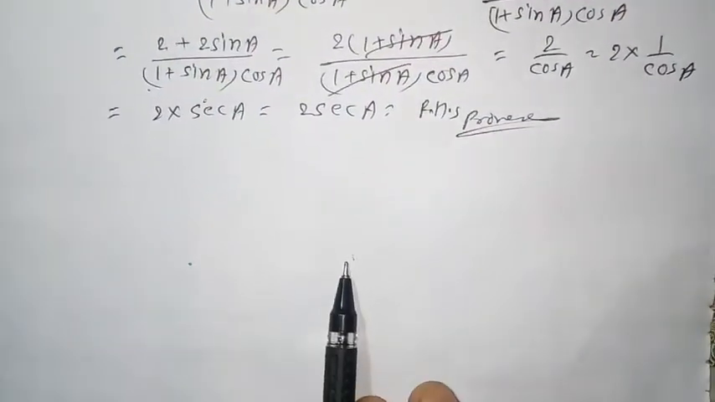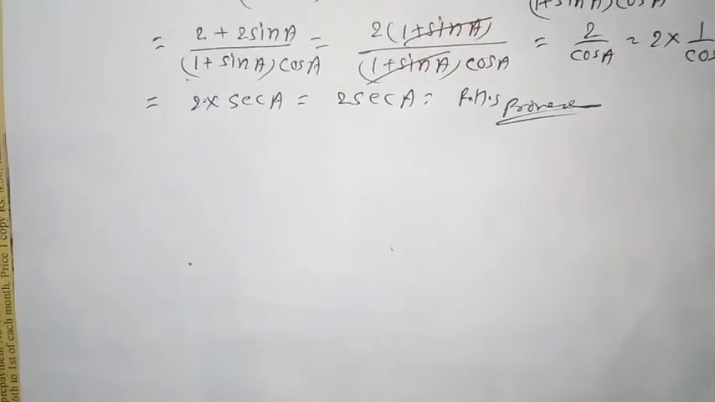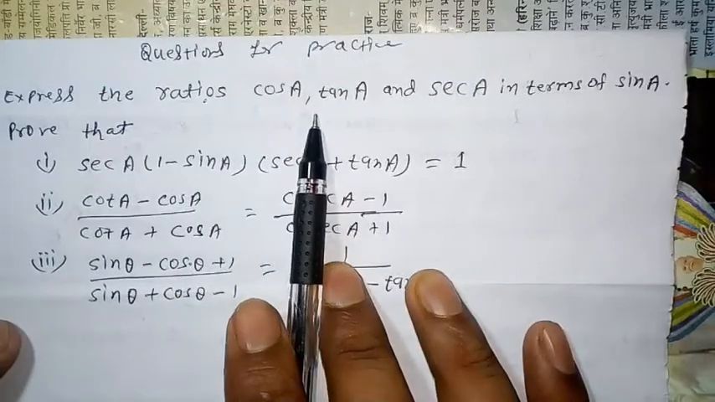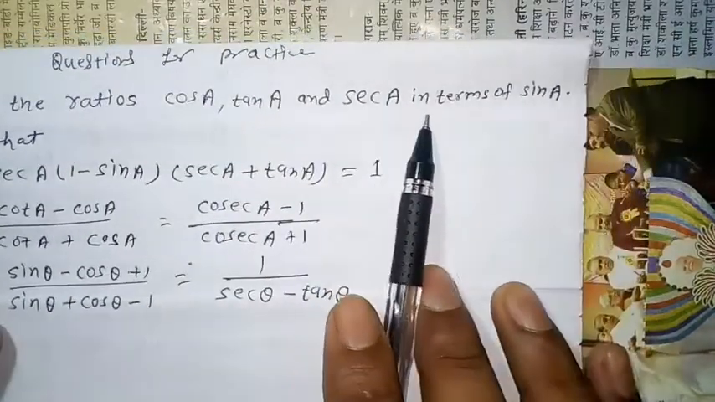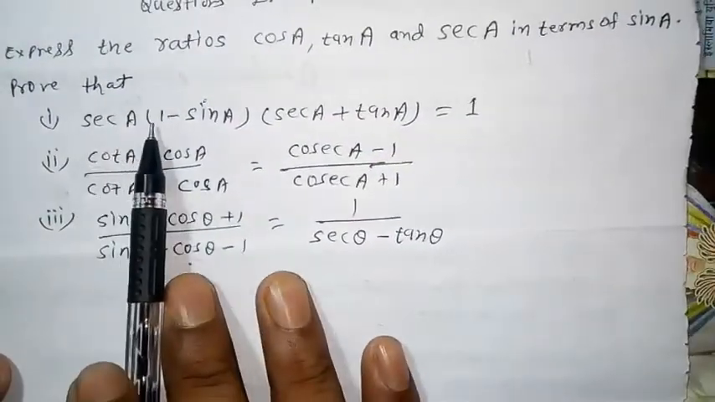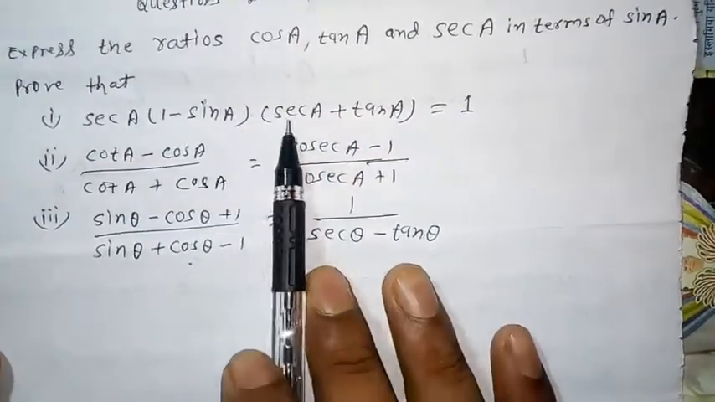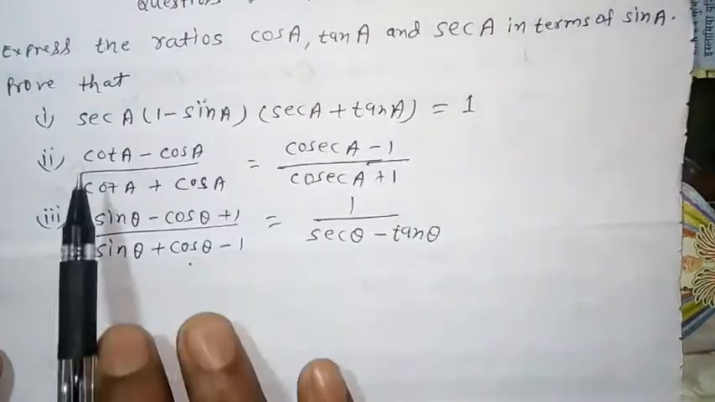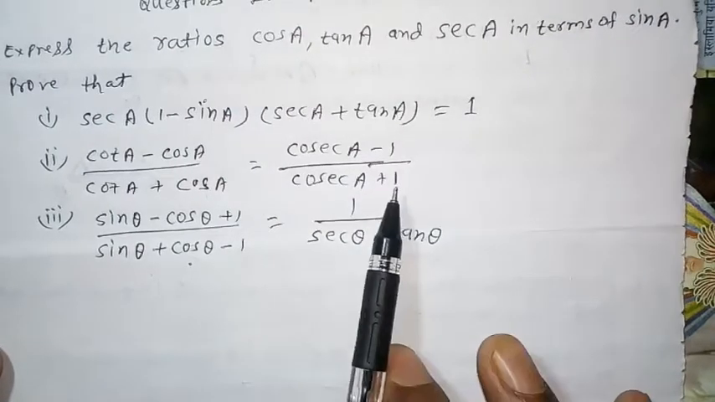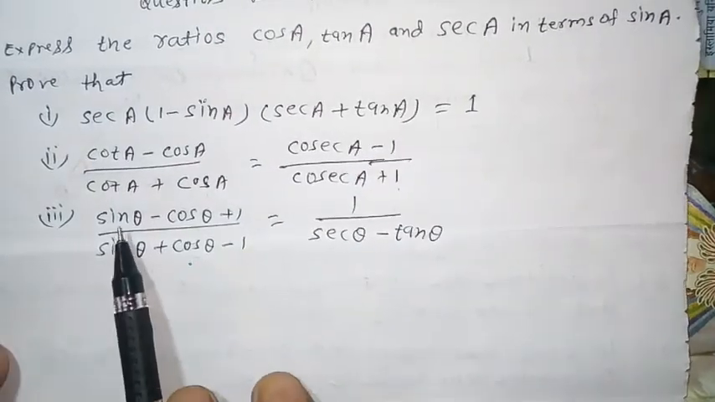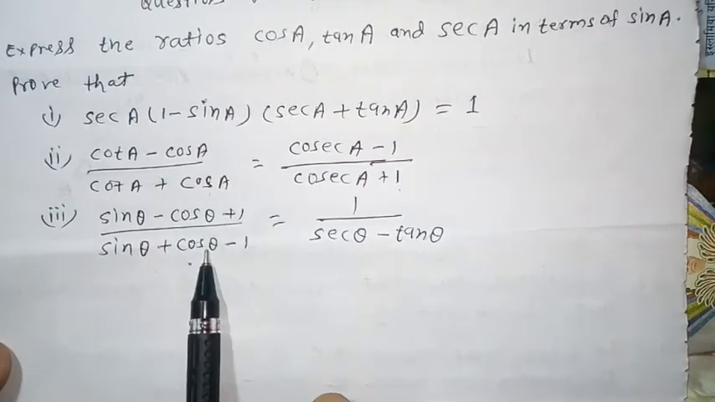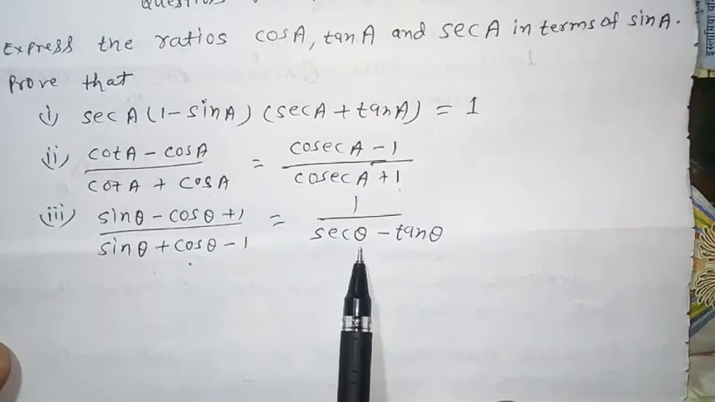Now I am giving you questions for practice. Question number 1: express the ratios cos A, tan A and sec A in terms of sin A. Next, prove that sec A into (1 minus sin A) into (sec A plus tan A) is equal to 1. Second, (cot A minus cos A) by (cot A plus cos A) is equal to (cosec A minus 1) by (cosec A plus 1). Next, (sin theta minus cos theta plus 1) by (sin theta plus cos theta minus 1) is equal to 1 by (sec theta minus tan theta).